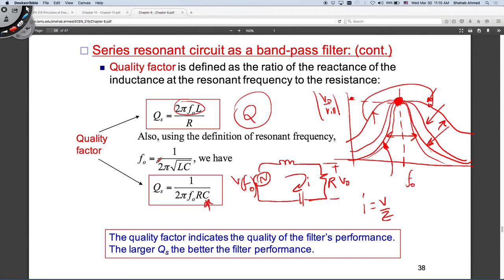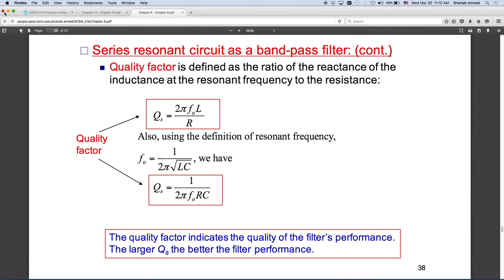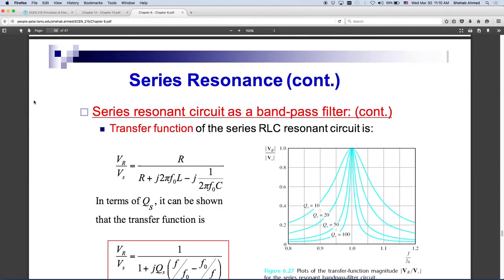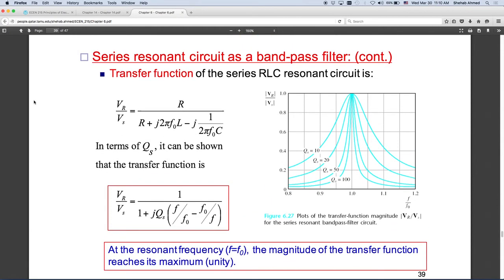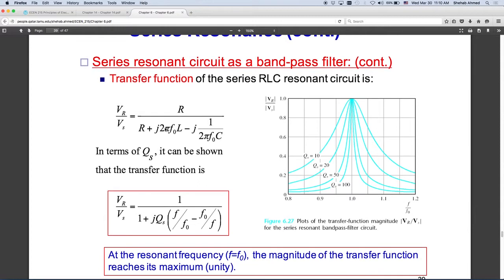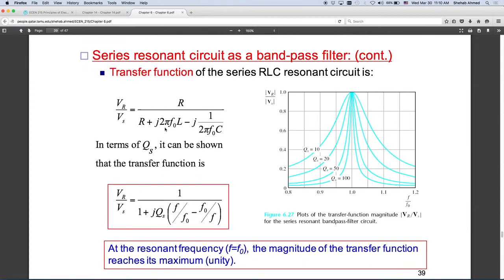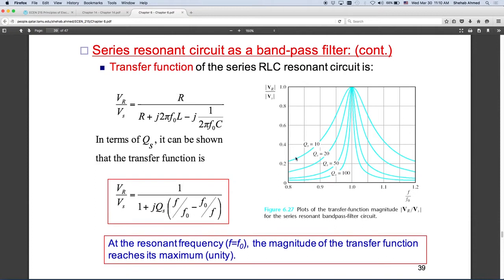Okay. So this is quality factor. So this is series resonance. How about parallel resonance? Again, what we did here was just write out the transfer function, V output over V input. V output is I times R. V input is I times the full impedance. Right. So this is V output over V input, and they actually plotted it for different values of R, L, and C, for different L and C values.